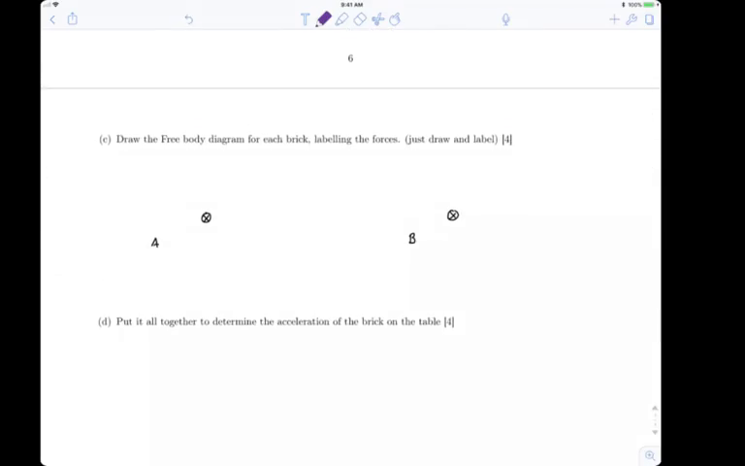Free body diagrams. A has a couple forces on it. There's friction, there's a normal force, there's gravity, and there's tension. B has a bunch of different forces on it. There's tension, there's gravity.